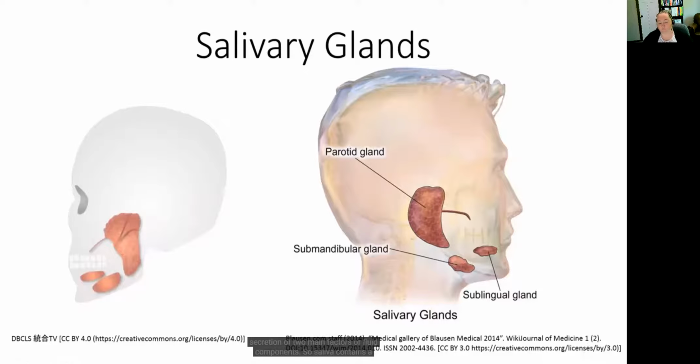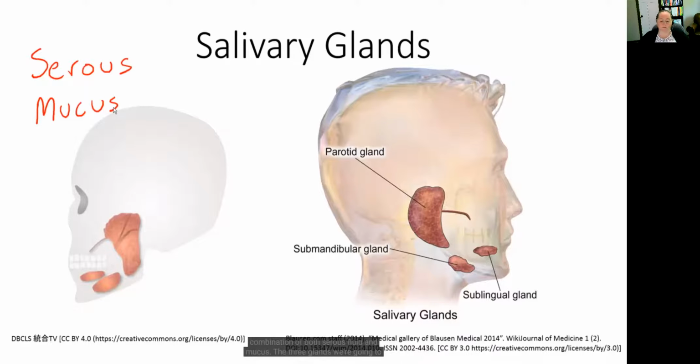So saliva contains a combination of serous fluid and mucus. Mucus being primarily the glycoprotein mucin. And these glands are going to secrete either serous fluid, mucus, or some combination thereof. The minor glands that are scattered throughout the oral cavity are largely only mucus-secreting glands. Your major glands are either serous glands or seromucous glands, meaning they're secreting a combination of both serous fluid and mucus.